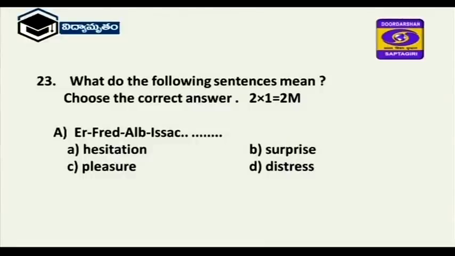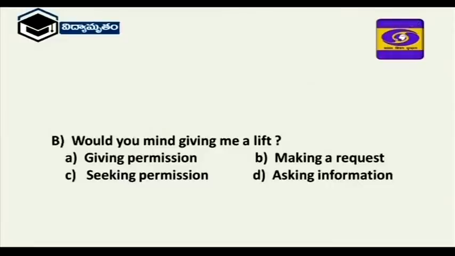You are given 4 options under this question and you have to identify which one it comes under. See, it is given: hesitation, or surprise, or pleasure, or distress. You have to choose the right option and answer it. Next comes, "Would you mind giving me a lift?" or "Do you mind giving me a lift?"